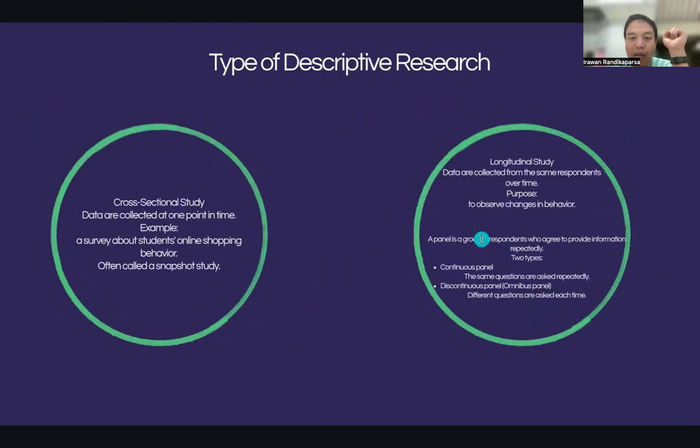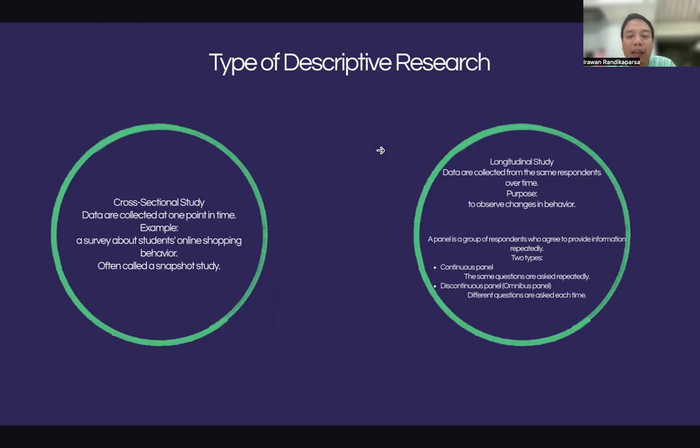Okay, sorry. So this is the type of descriptive research. As you see, descriptive research just focuses on describing characteristics of consumers or markets. It answers questions such as who the customers are, what products they buy, where they buy them, when they buy them, and how they make their purchasing decisions. In other words, descriptive research gives us a detailed picture of consumer behavior.